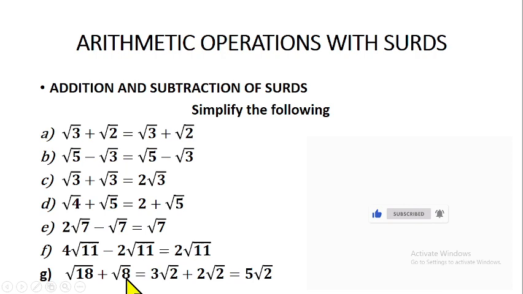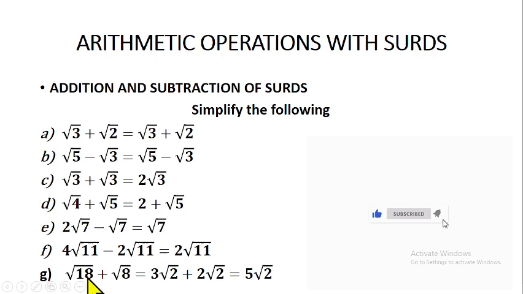But that does not mean that that's the end of the question. We can simplify √18 because √18 is not the simplest form. Likewise, √8, that's not the simplest form as well. We can simplify this further. So how do we simplify √18? Look for two numbers you can multiply together to give us 18, and one of them is a perfect square. That should be 9 times 2. Is that correct? Yes. So √(9 times 2) is √18.